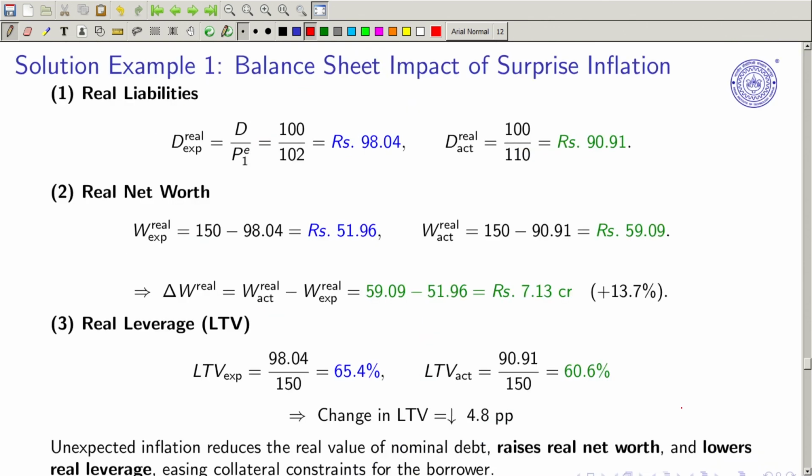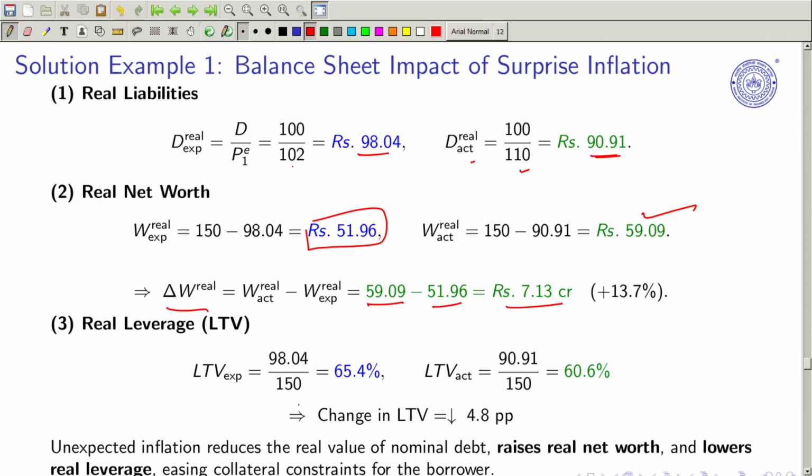Let's work it out. How much are the real liabilities? We are seeing D upon P1; with 2% it is 98.04, and with the actual 10% it is 90.91. How much is the real wealth? Real wealth is 150 minus 98.04, so here we have 51.96, and here 59.09, right. So this is good. And in terms of wealth change, it is 59.09 minus 51.96, which comes out to be 7.13 crore. So this is what we have.